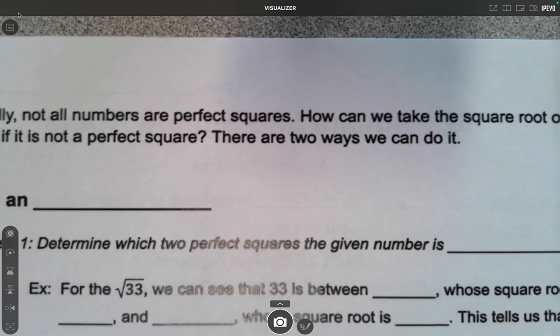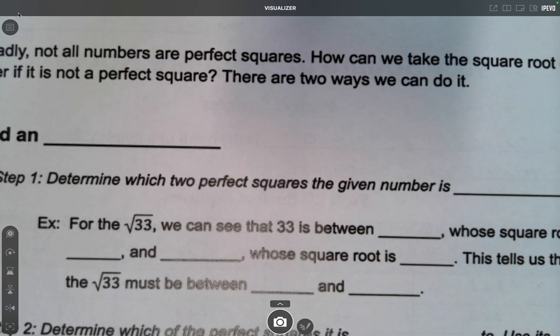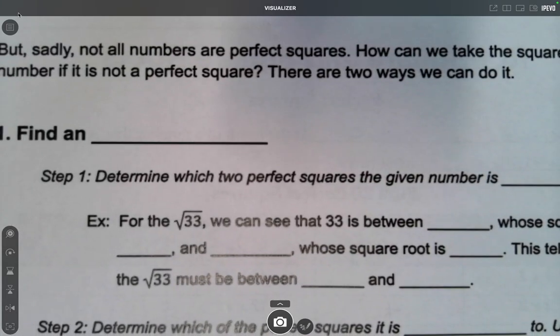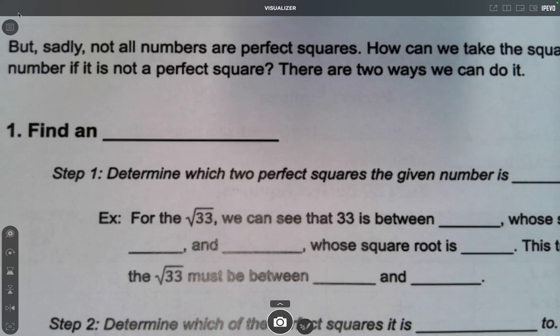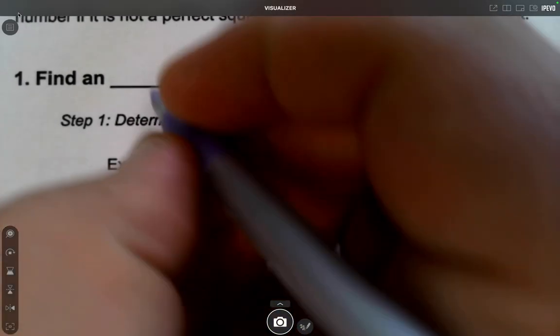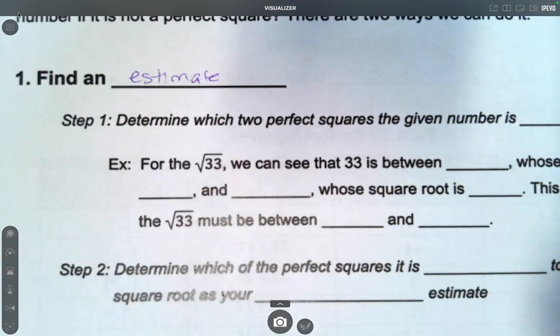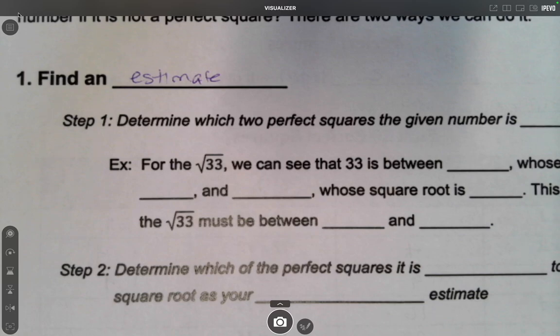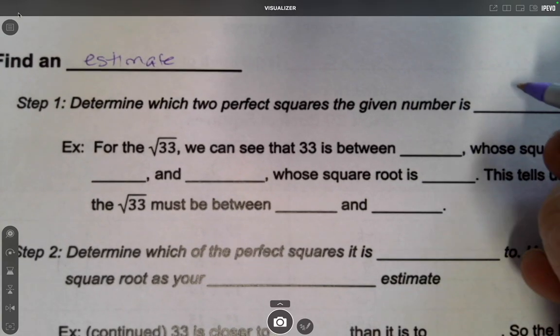Oh, in fact, look, seems I was anticipating myself. But sadly, not all numbers are perfect squares. So how can we take the square root of a number if it's not a perfect square? There are two ways we can do it. One is to find an estimate. So determine the two perfect squares the given number is between.